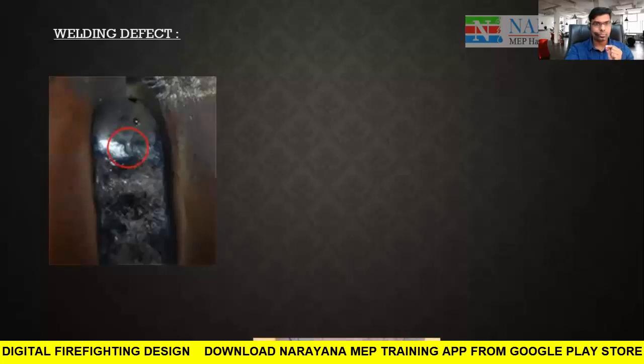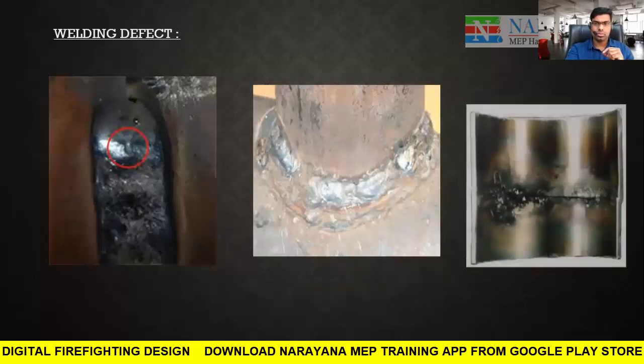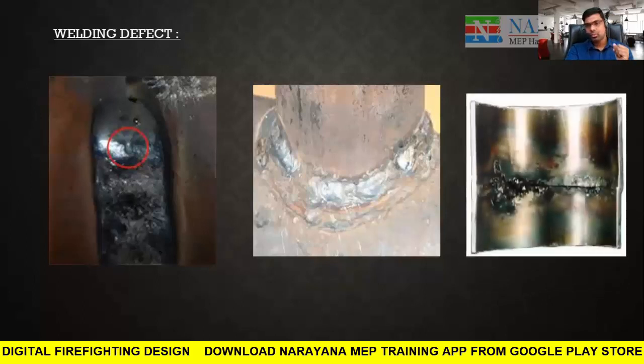This is porous. See, too much welding. Here is a gap in the welding. So these are the different types of weld defects.